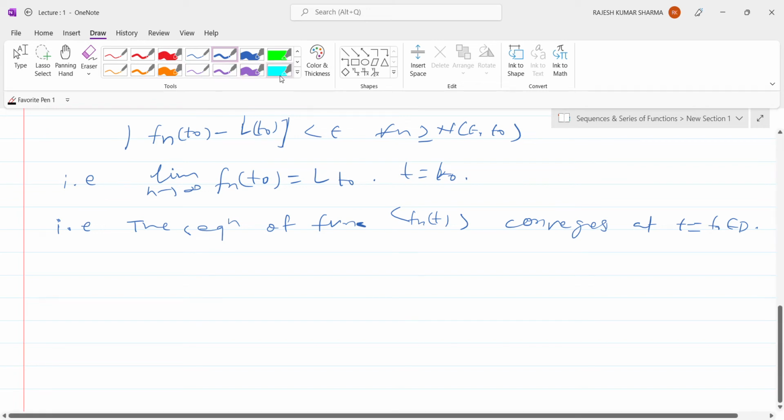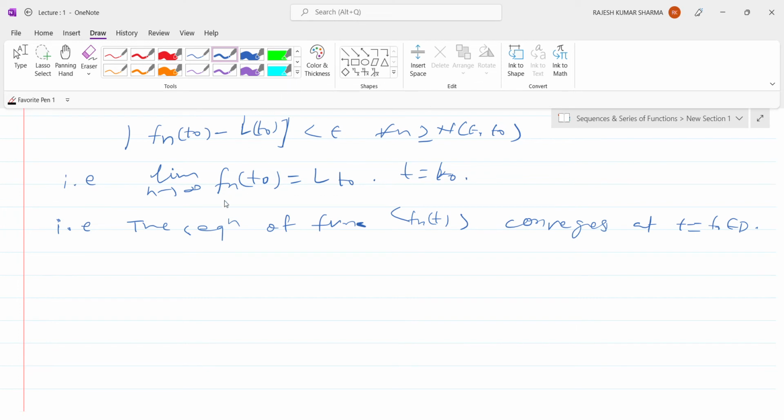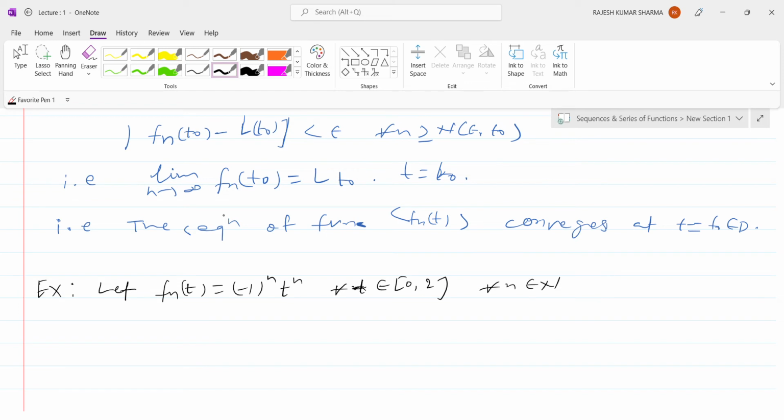Now we define, but first see one example, and then see the next concept. Example: let f_n(t) equal to (minus 1) to the power n times t to the power n, for all t belongs to the closed interval 0, 2, and for all n belongs to natural numbers.